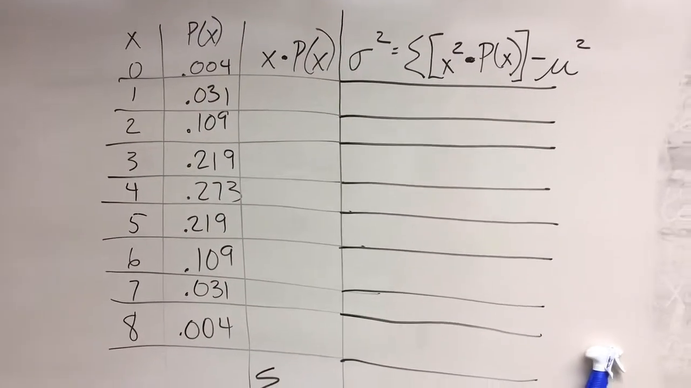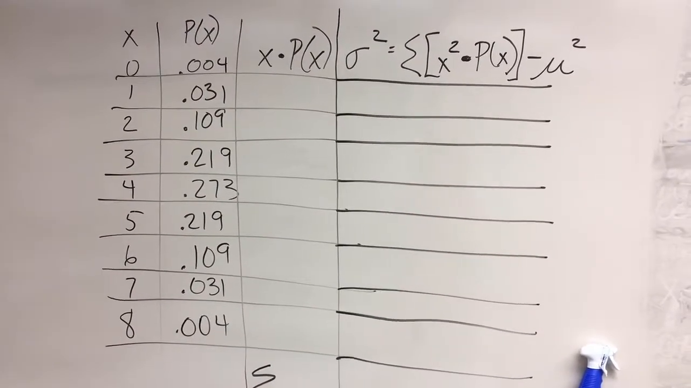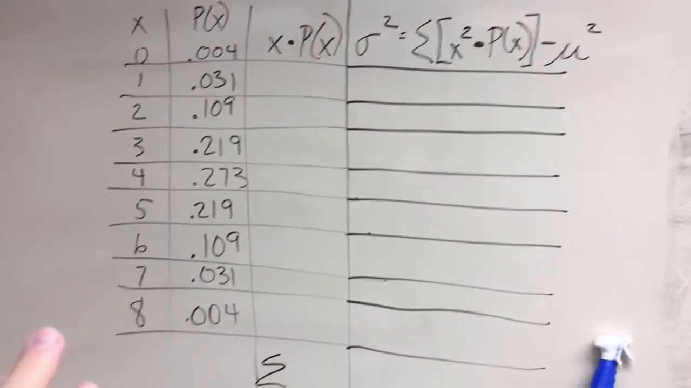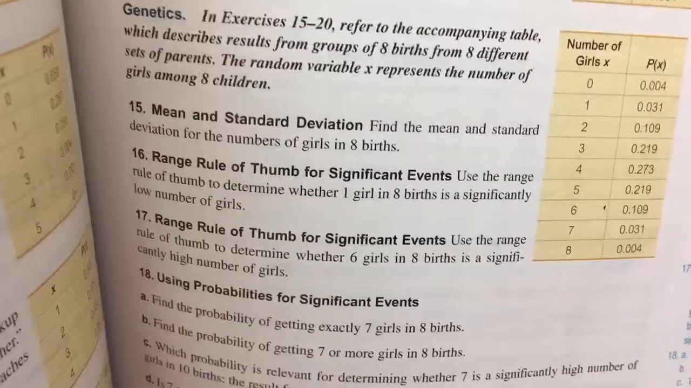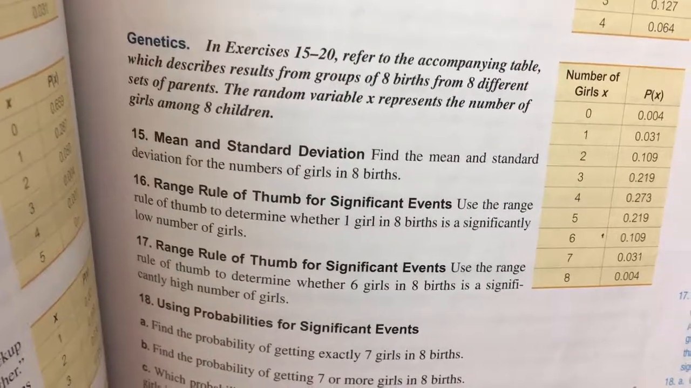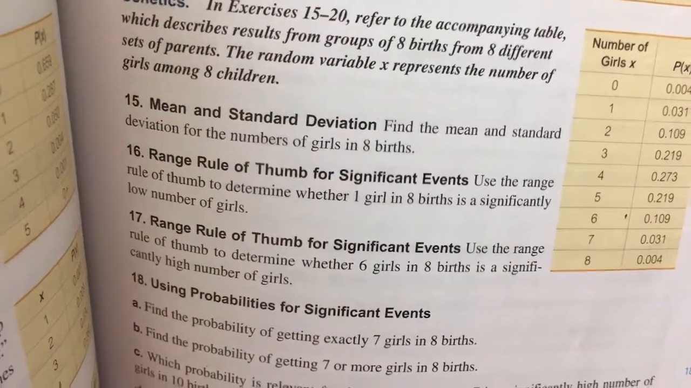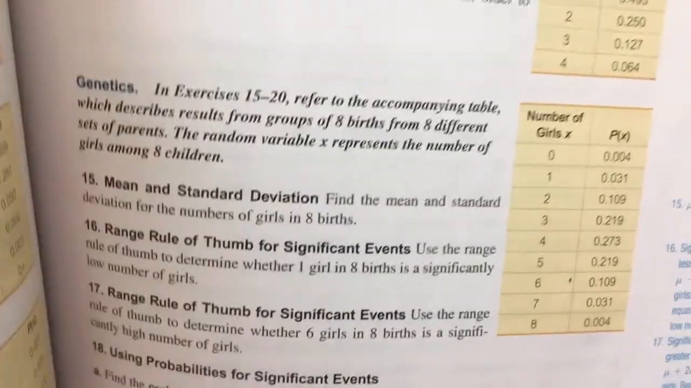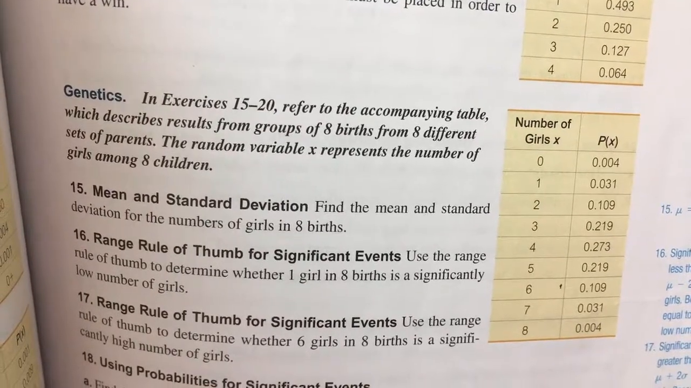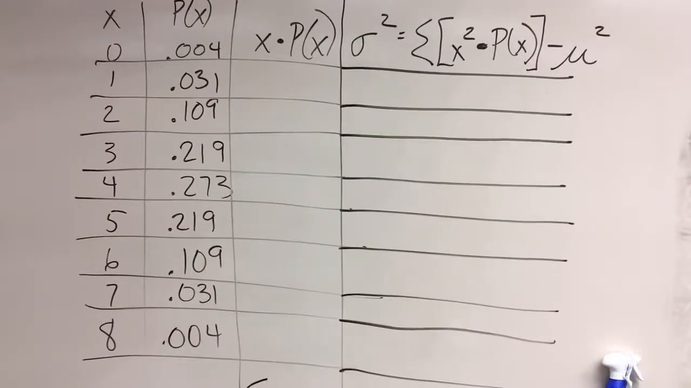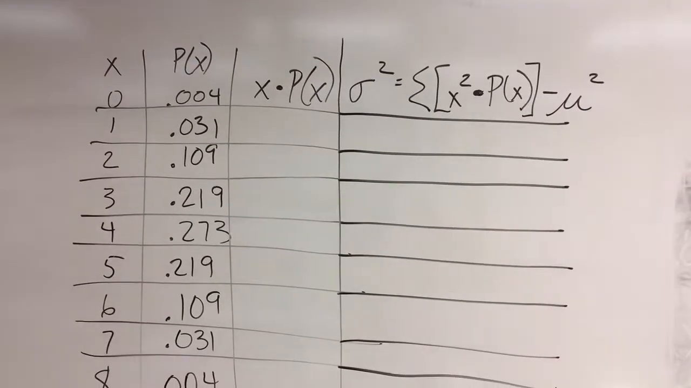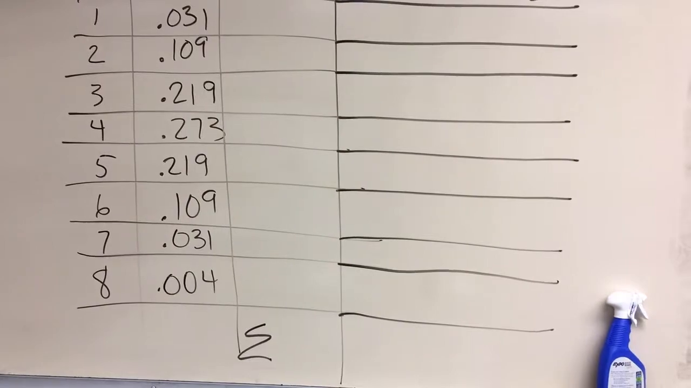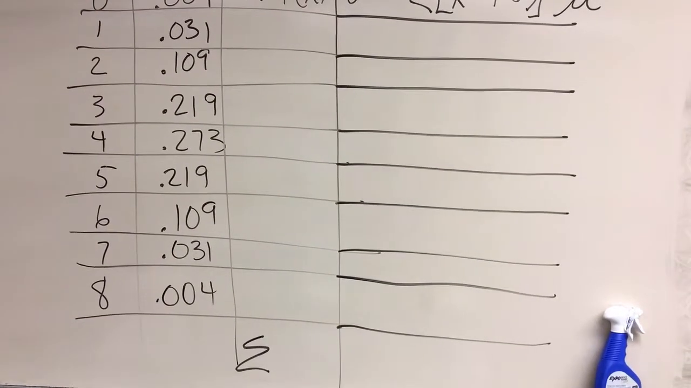And this is the information for problem number 15. And this is the number of girls in this birth problem here. So we're doing number 15. It says find the mean and standard deviation for the number of girls in 8 births. Okay, and there's our table there, and I have just put the table on the board. So now you can see at the top of the table, I've put x times probability of x, and then down at the bottom, I've got the little summation symbol. I'm going to have to do all of that.